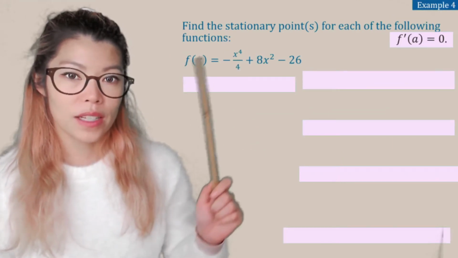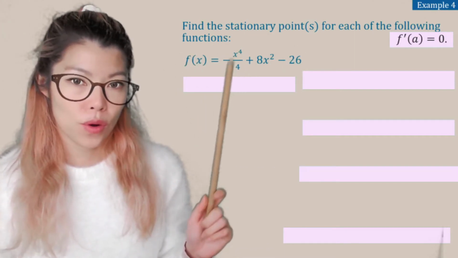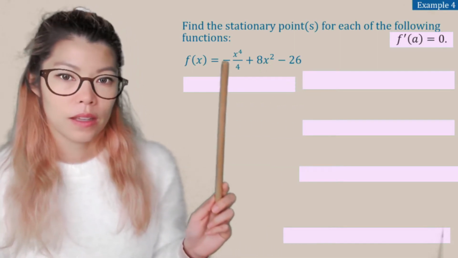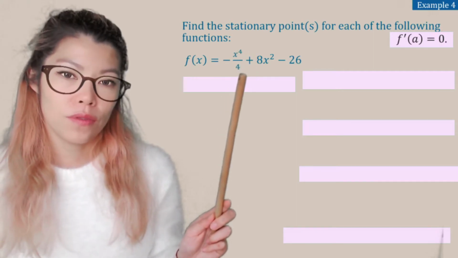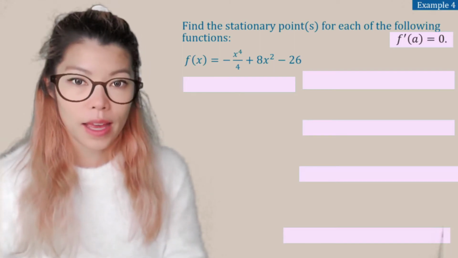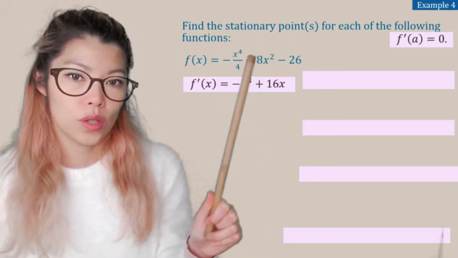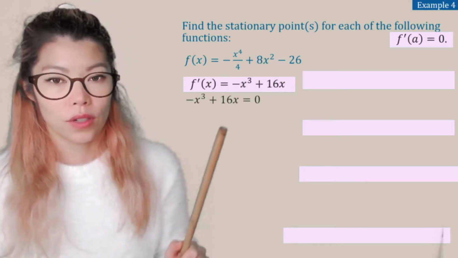Example 4. Find the stationary point for this function, minus x to the power 4 over 4 plus 8x squared minus 26. So let's differentiate it first. Bring the 4 down, 4 over 4 is just 1. So minus x to the power of 3, because 4 minus 1 is 3. Then 2 times 8 is 16, so we have 16x. Now let that equal to 0.